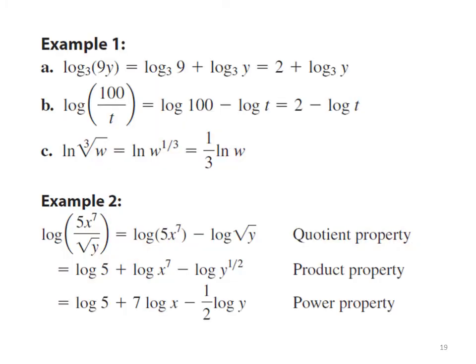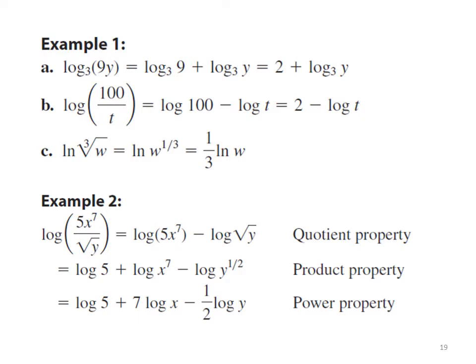Here are some examples to apply those rules. Log 9y, this is base 3. Of course, the log of the product is the sum of the logs. So this is log 9 plus log y. Log 9 to the base 3 is just 2, since 3 squared is equal to 9. And you can't do anything with log y, so just leave it like it is.